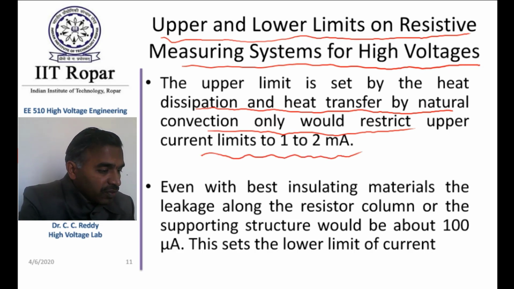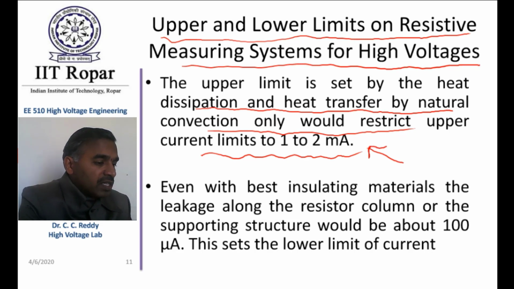As I have pointed out in previous slides, if the heat generated within the resistance causes the temperature to be very high, the internal structure itself gets modified, and the resistor may lose its performance, and its stability is also in question. Therefore, in order to protect the resistance itself, the upper limit on currents is 1 or 2 milliamperes.